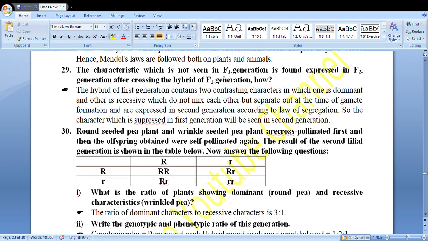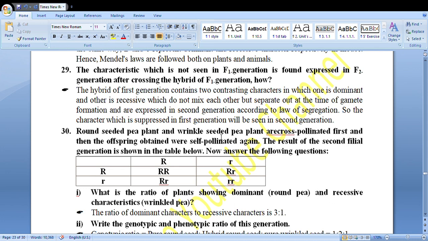The character which is not seen in the F1 generation is found expressed in the F2 generation after crossing the hybrid of the F1 generation. How? This is according to the law of segregation, because the law of segregation says that a hybrid contains two different characters. They do not mix with each other even though they are kept together for a long time, but they are separated out at the time of gamete formation. That's why. The same thing is written here. You can also read.